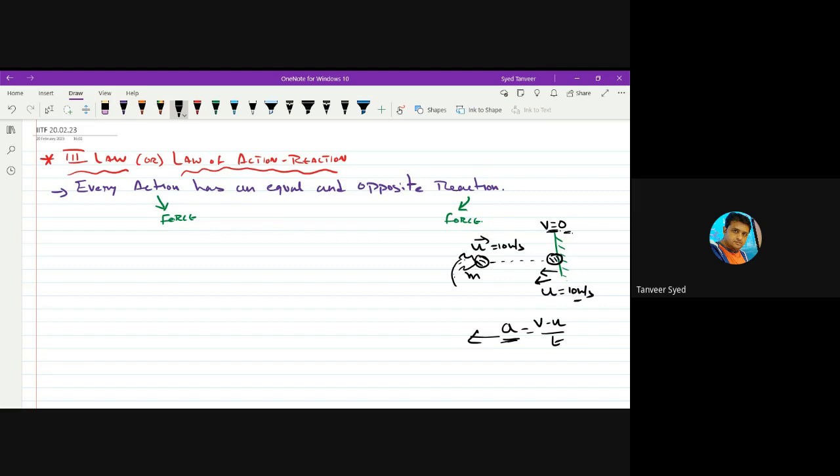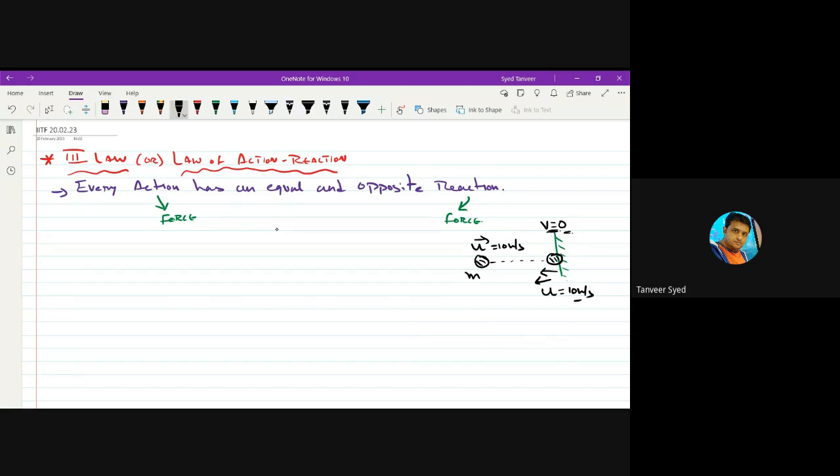If there is acceleration, definitely force must be there. Without force, you cannot get acceleration, F equal to ma. So who is applying this force? The wall is applying this force. The force with which the ball hits the wall, you can call it the action. And the force which is applied on the ball by the wall, you can call it the reaction. So the ball is giving action on the wall, and the wall is giving reaction on the ball, because of which it is bouncing back.